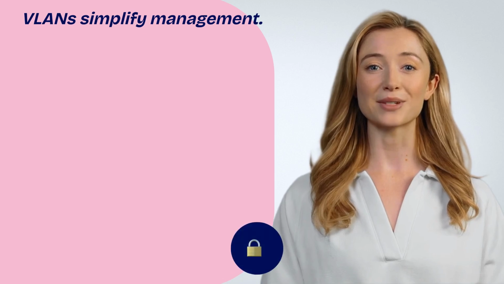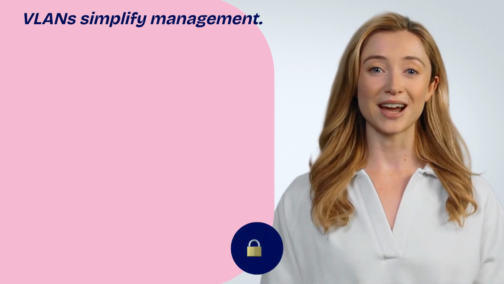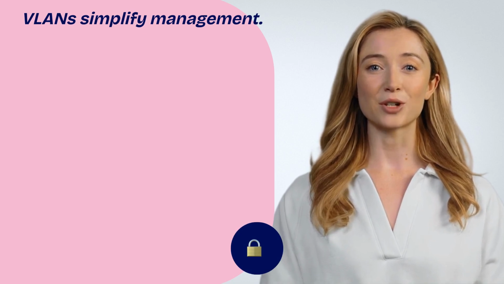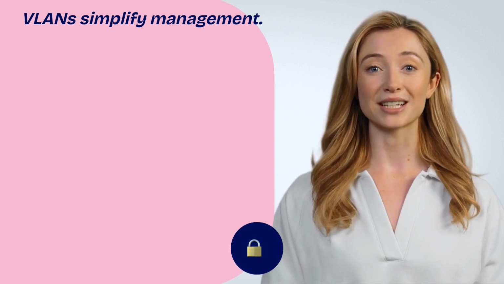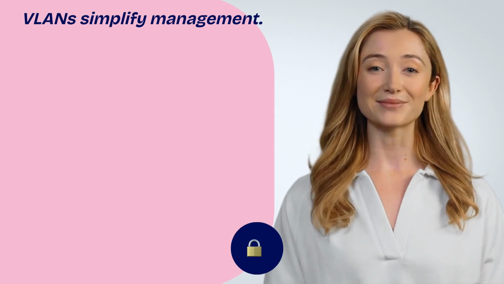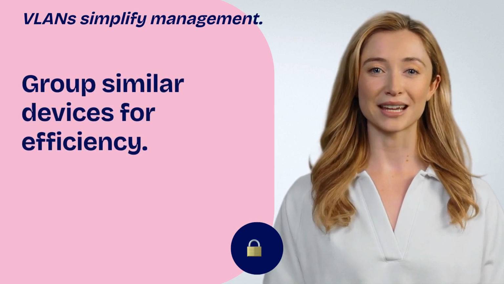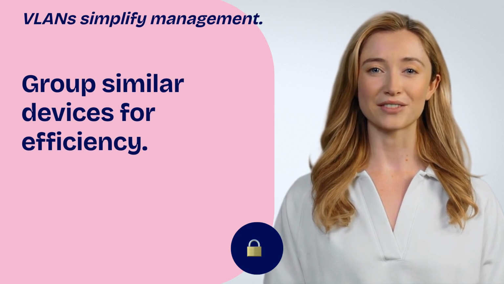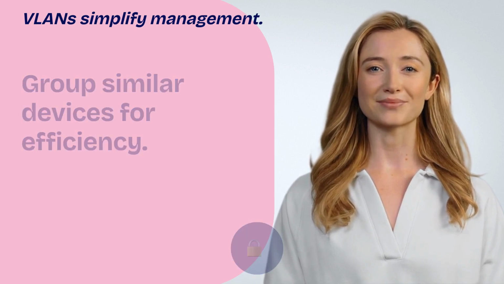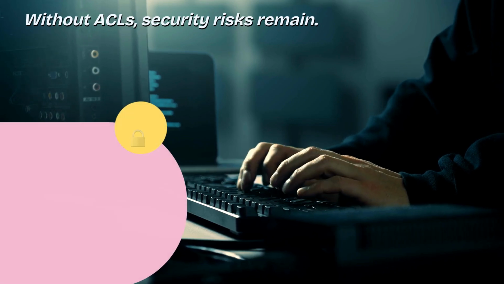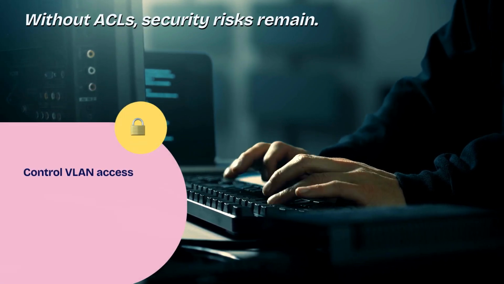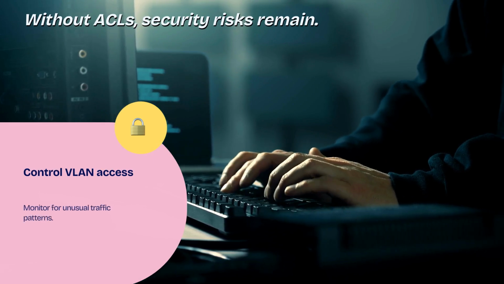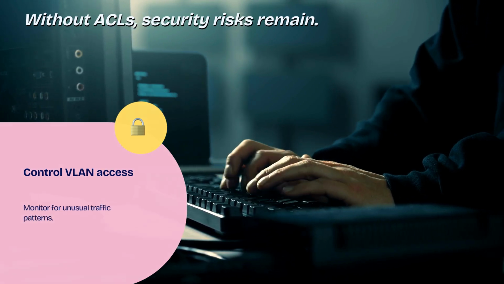Let's dive into why this management aspect is so important. Imagine if every device on your network could talk to every other device freely. Your network would be a mess, and managing it would be like trying to herd cats. VLANs help by grouping similar devices, making it simpler to apply settings or updates to specific groups without affecting the whole network. But remember, without those ACLs, while your management gets easier, your security doesn't automatically get better. An attacker could still move from one VLAN to another if there's no control in place.